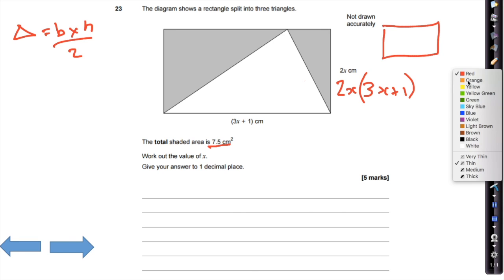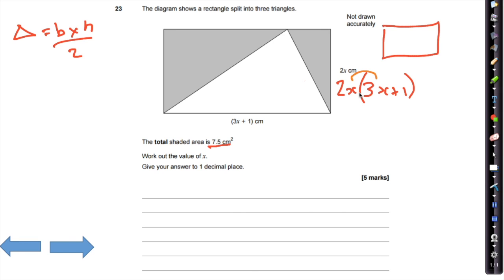So we expand those brackets, and that will give us 2x times 3x, which would be 2 times 3, which is 6, x times x, which is x squared, and then 2x times positive 1, so 1 times 2x, which is just 2x. That's the area of our rectangle.